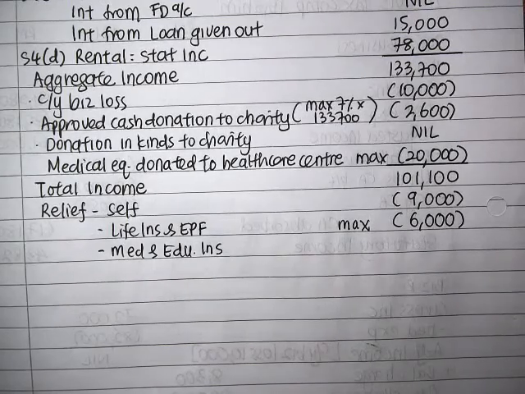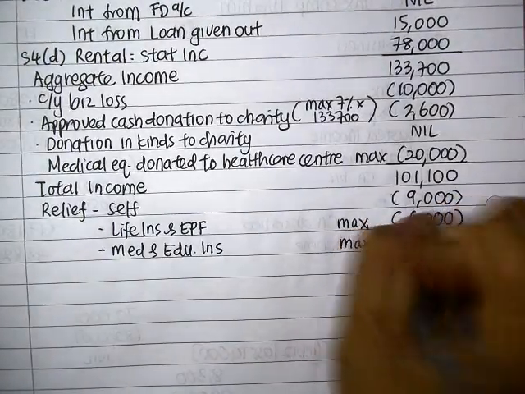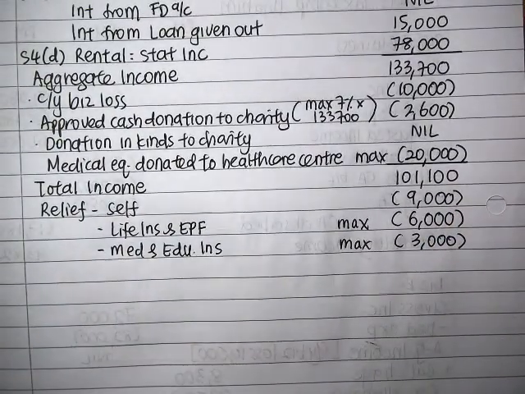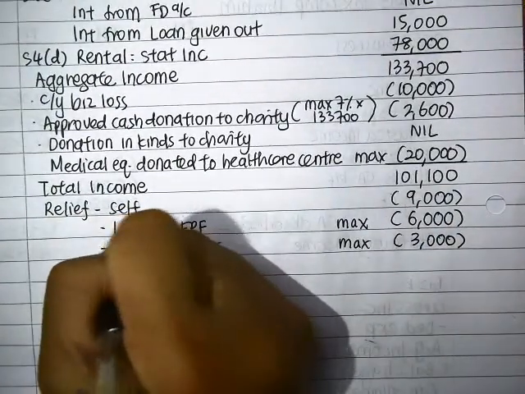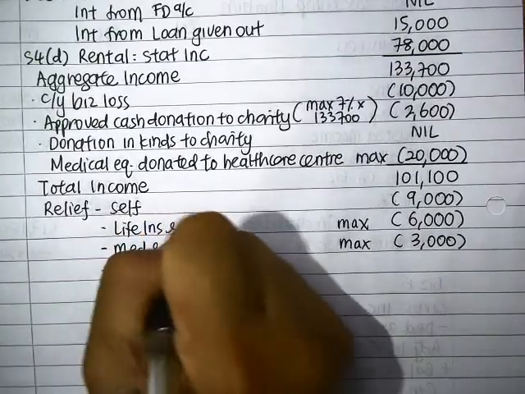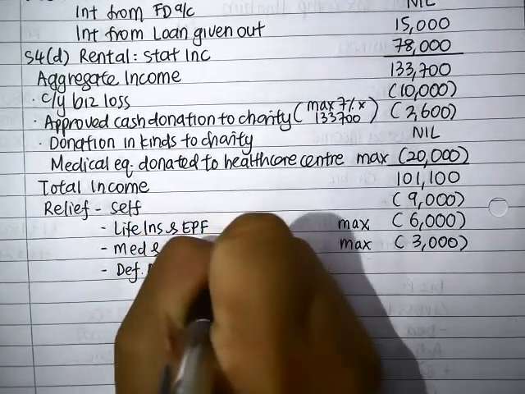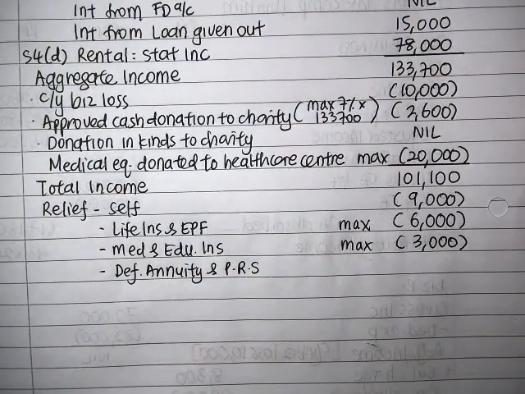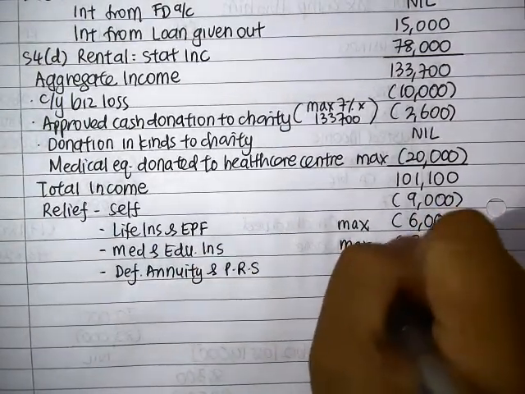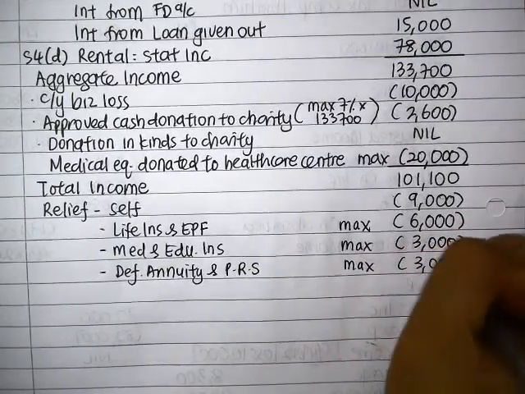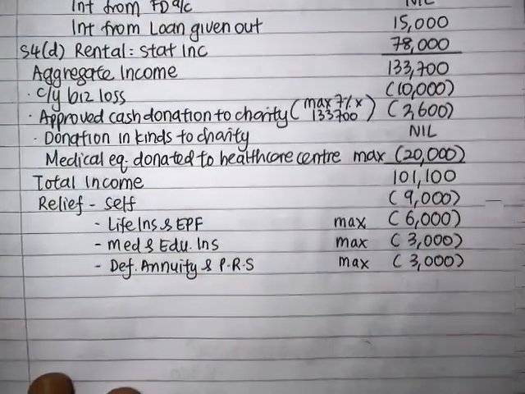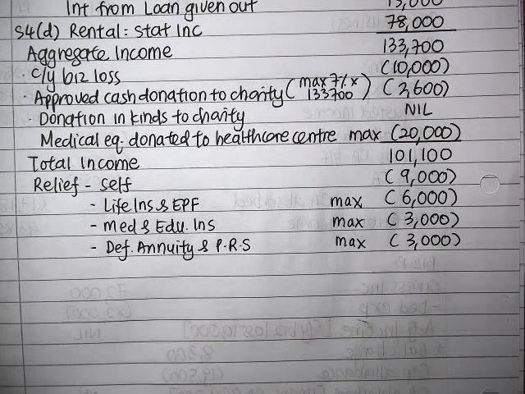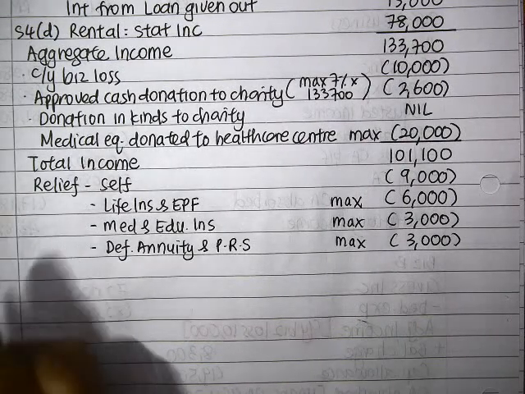Again, the two figures combined are already the maximum, 3,000. Then my deferred annuity and PRS, I just write like that, private retirement scheme, maximum 3,000. Okay, now we look at child relief.